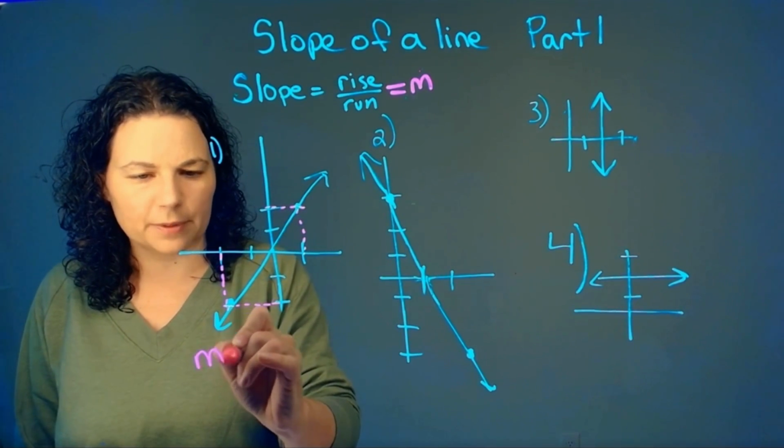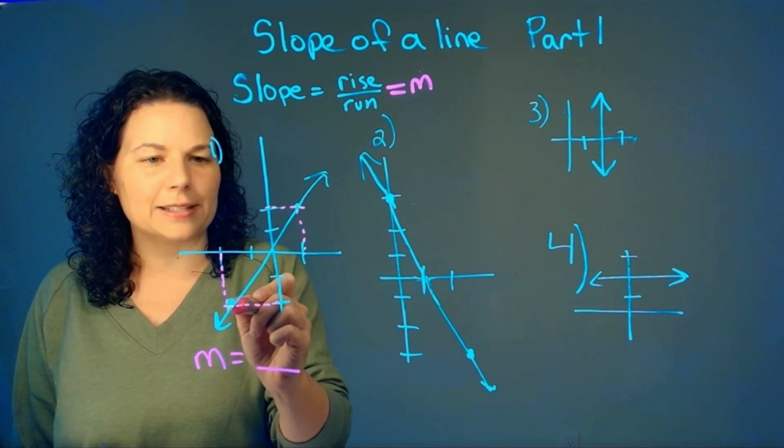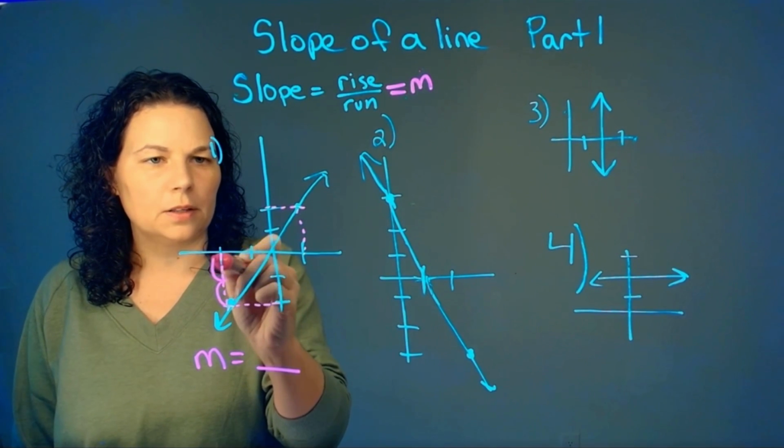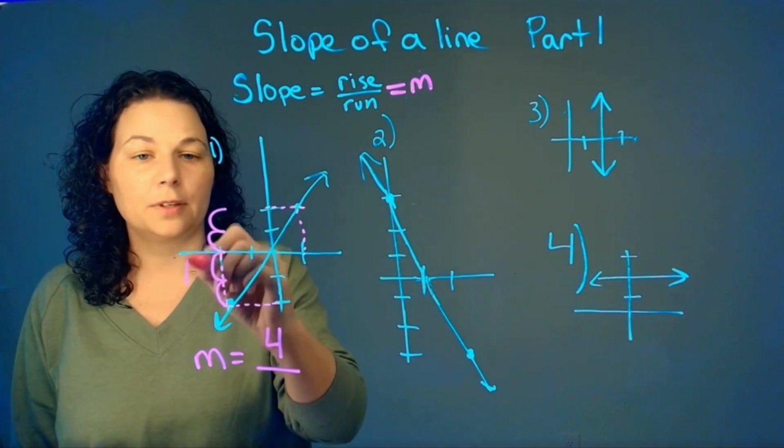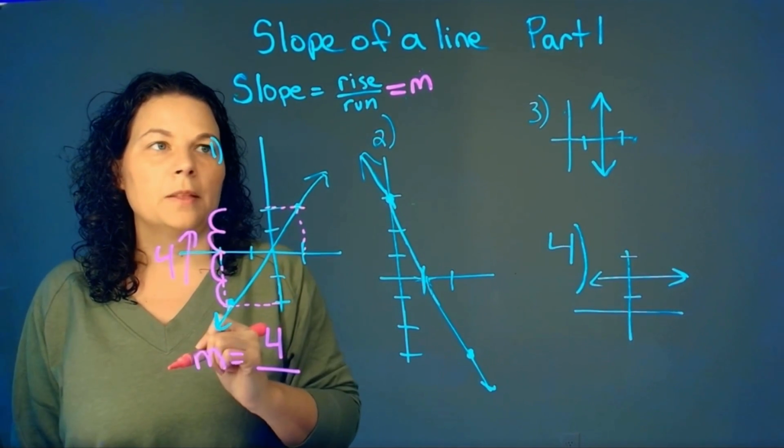All right, so let's count. We're going to be very careful. Count the rise. How far up do I go? 1, 2, 3, 4. I went up 4. Up is positive. Up 4. Positive. That was my rise.